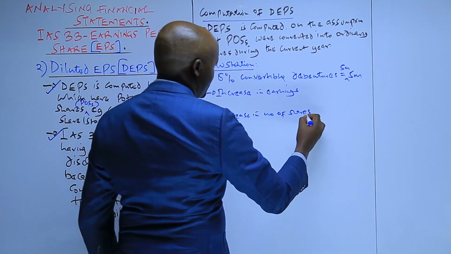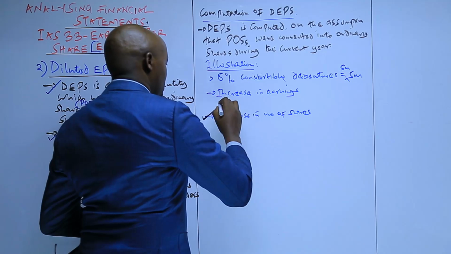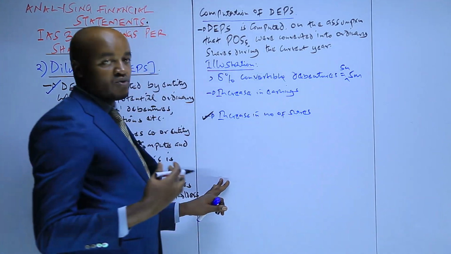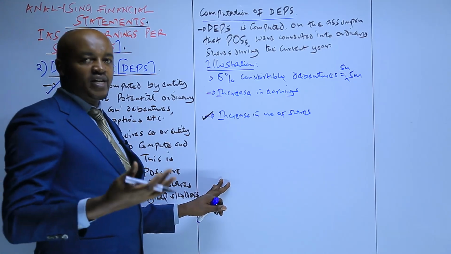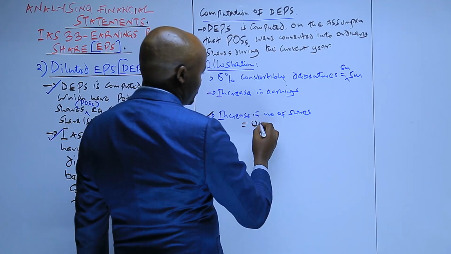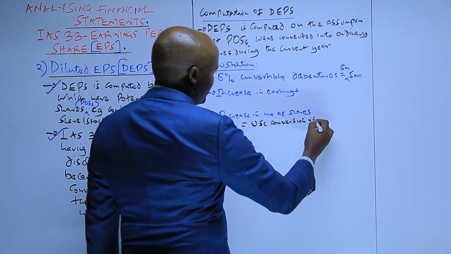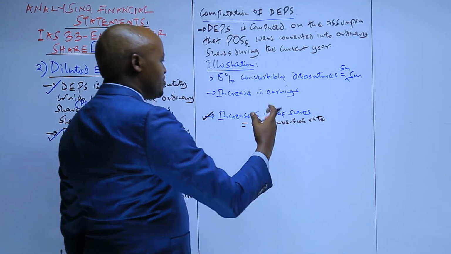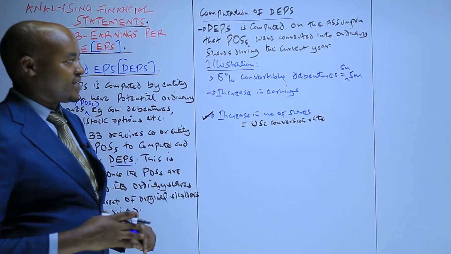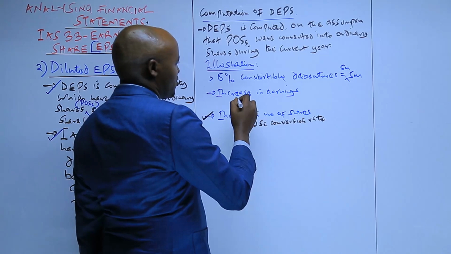When we talk about the increase in number of shares, we are referring to the number of ordinary shares which would have been issued by the company on the assumption that these particular convertible debentures were converted into ordinary shares during the current year. In terms of how we compute this, it is very simple: you use the conversion rate provided to you by the examiner to compute the number of ordinary shares which would have been issued. Then also determine the increase in earnings.